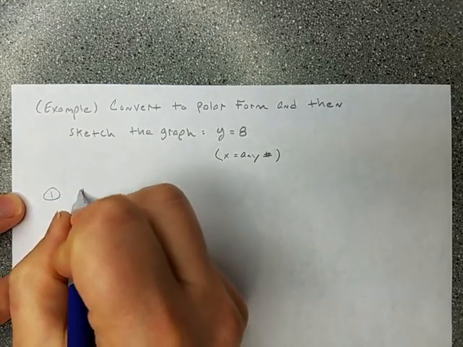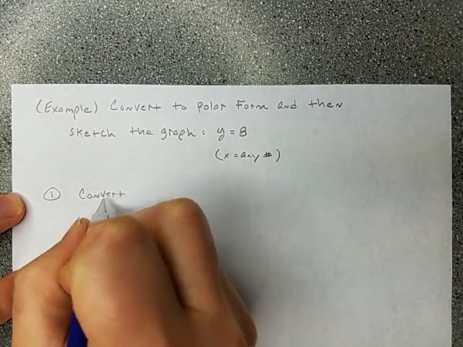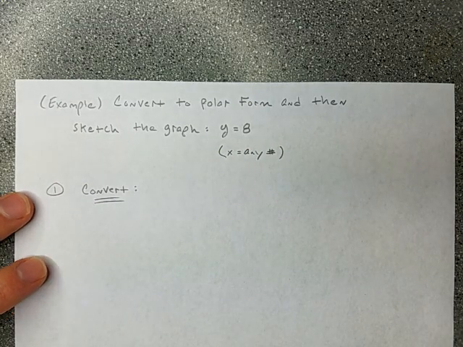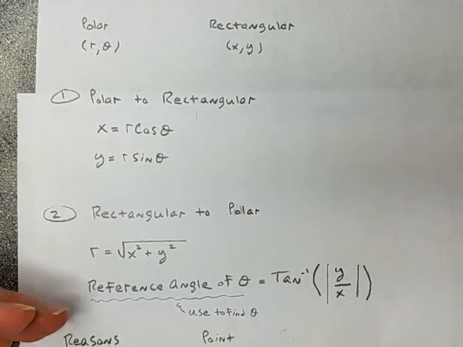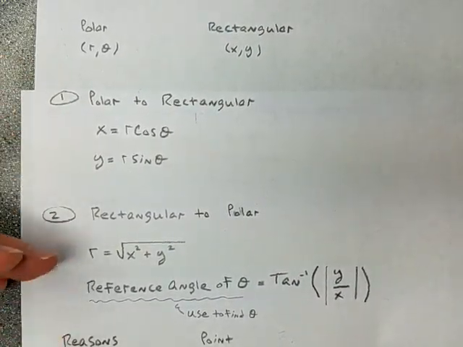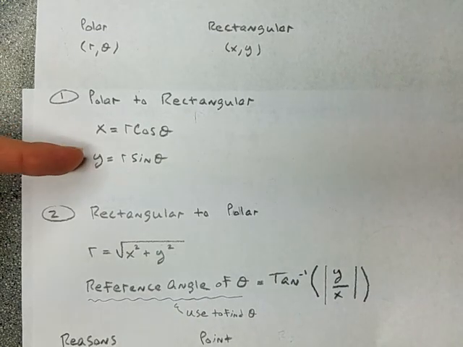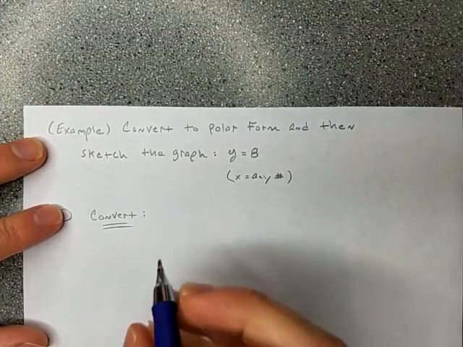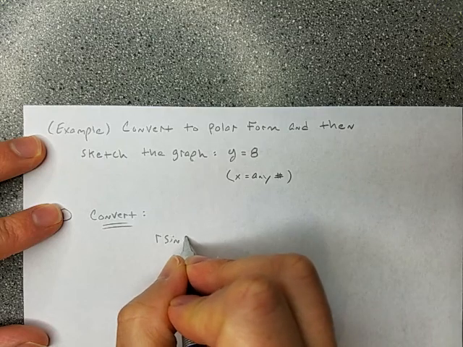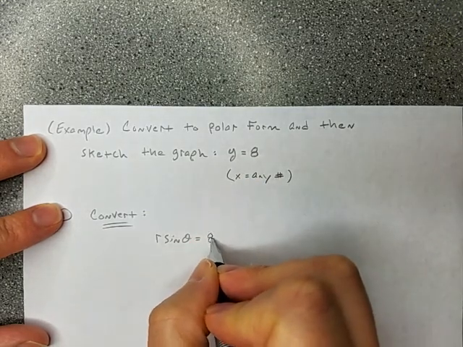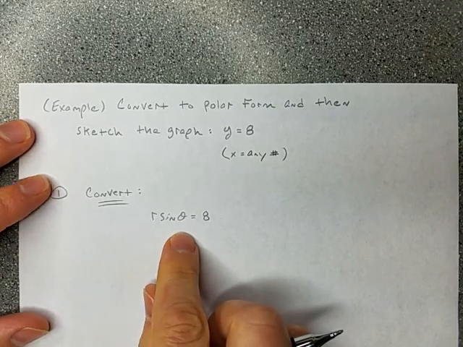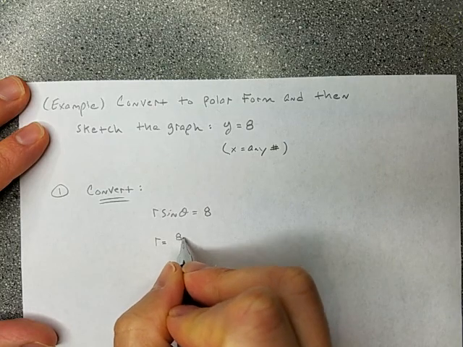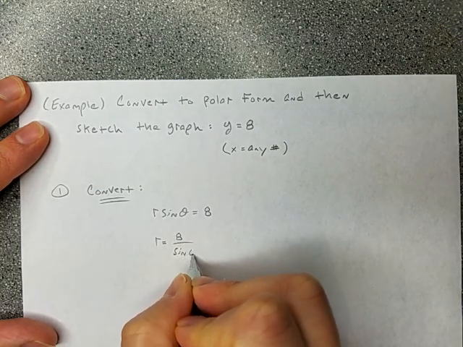Convert. We have some equations to work with, one of which is relevant for this problem. There are all my conversion equations that I ordinarily would use, and that's the one I want this time. y is convertible to be r sine theta. So that's pretty simple. r sine theta, that's y, is equal to 8. That's reduced quite a bit already, but I can take it a little bit further. I can say r is equal to 8 over sine theta.